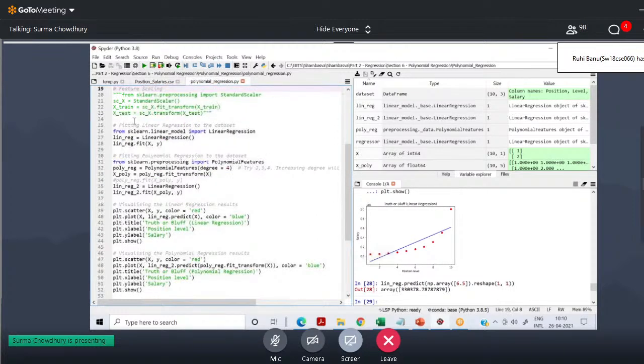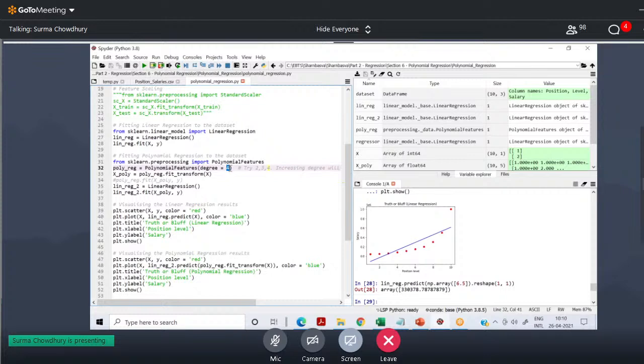Now I will use a polynomial regression model, so I will use something called polynomial features. Here I have to set something called degree. When I say degree equal to 4, it is x plus x square plus x cube plus x raised to 4. When I say degree equal to 3, it goes up to x cube. When degree equal to 2, it is x square. So I will have to try out this degree.